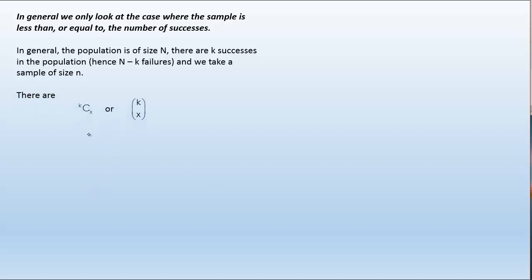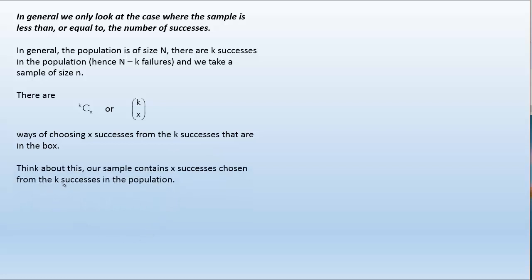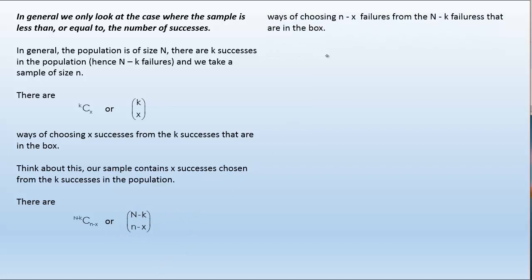There are k choose x, an alternative notation is this, ways of choosing x successes from the k successes that are in the box. Think about this. Our sample contains x successes chosen from the k successes in the population. There are N minus k choose n minus x, or we could write that like this, ways of choosing n minus x failures from the N minus k failures that are in the box.